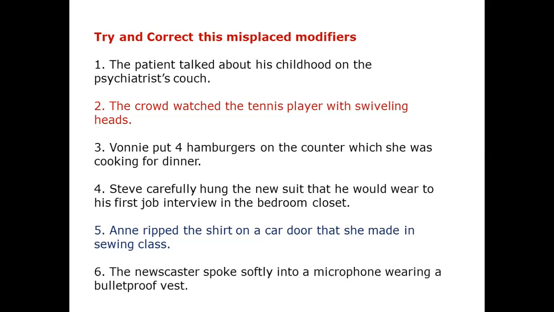The newscaster spoke softly into a microphone wearing a bulletproof vest. The participle phrase wearing a bulletproof vest comes after microphone, but the microphone isn't wearing a bulletproof vest. So it modifies the newscaster. Wearing a bulletproof vest, the newscaster spoke softly into a microphone.